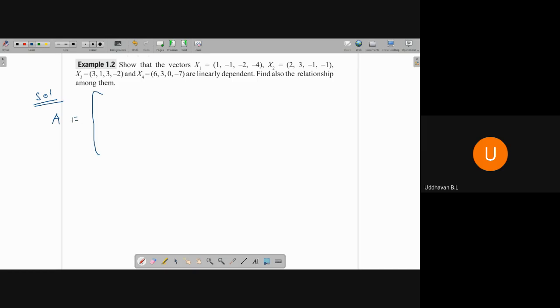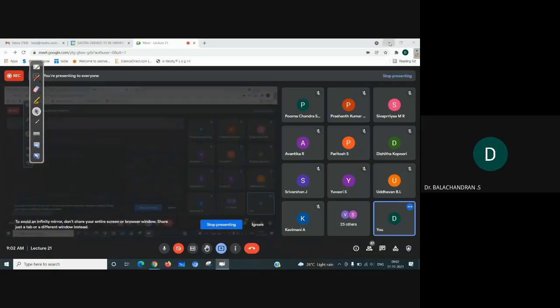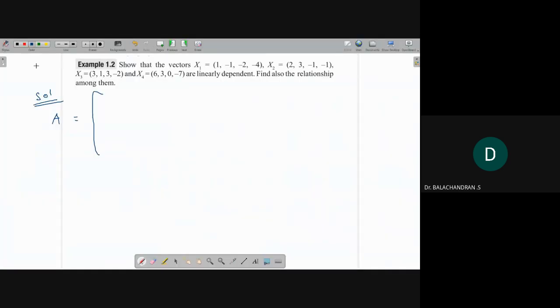Sir, x1 plus x2 plus x3 is equal to x4. Sir, you are using the definition. No, sir, that is the final answer. What is the final answer? Please tell. x1 plus x2 plus x3 is equal to x4, sir. Yeah, correct. The answer is correct.